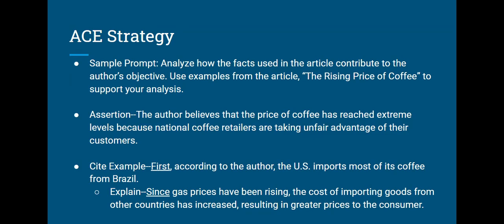So here's an example for a sample prompt and how to identify an assertion and some examples. So we're going to analyze how the facts used in the article contribute to the author's objective. Use examples from the article, The Rising Price of Coffee, to support your analysis. So the assertion here, right off the bat, we're going to take the assertion from the prompt and just rephrase it. So we're going to say the author believes that the price of coffee has reached extreme levels because national coffee retailers are taking unfair advantage of their customers. So now we're going to give 3 examples of how coffee retailers are taking unfair advantage of their customers.